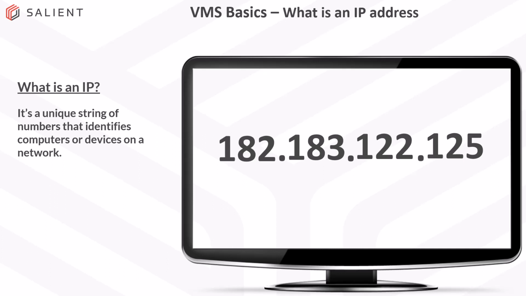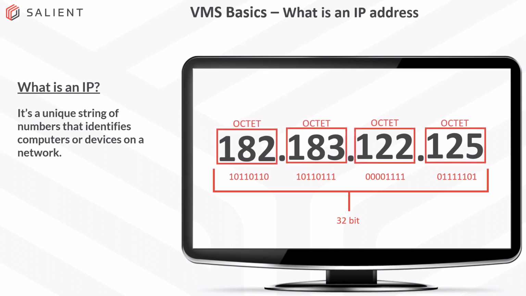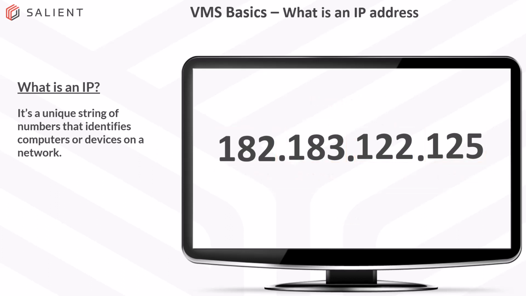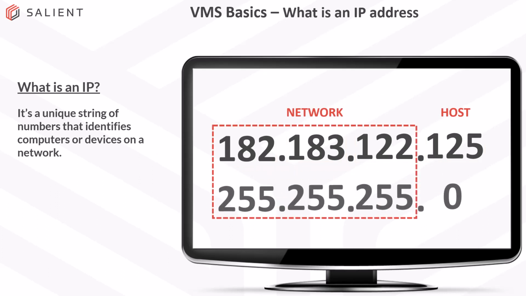Here we have an IPv4 address that is 32 bits in length, which means it contains 32 binary digits. The IP has 4 sections, which are called octets. The IP numbers can be anywhere between 0 and 255. The address itself is separated into 2 parts, the network and the host. The division is determined by the subnet mask, which is always paired with the IP address. Whenever you see 255, that's the network part of the mask, and zeros indicate the host.